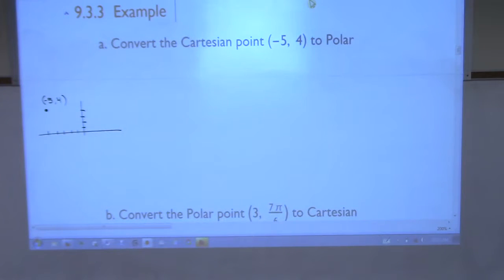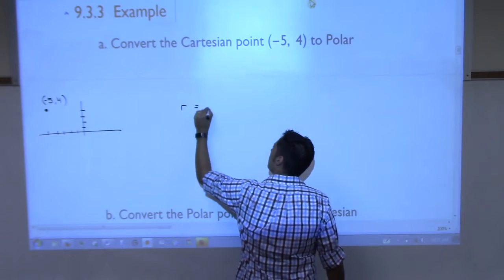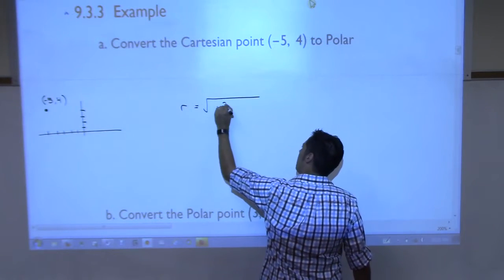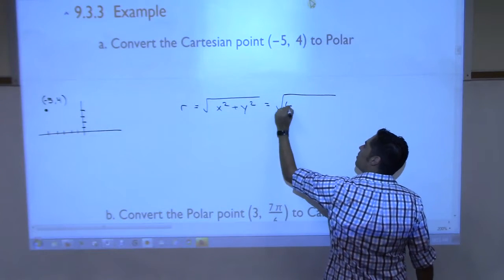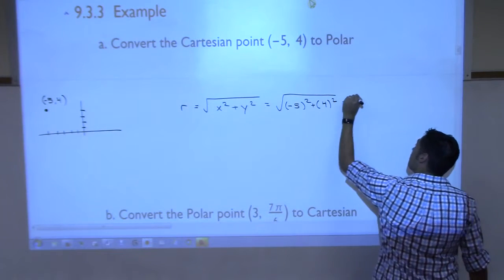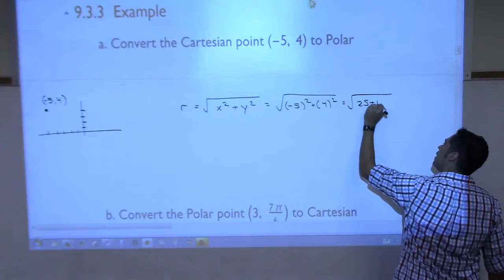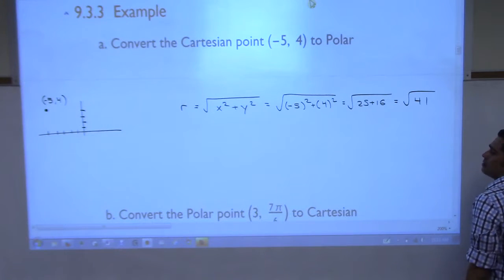All right. So when going from Cartesian to polar, what are the two things we need to know? Theta and r. So let's get r first. What's the conversion for r? It's the square root of x, which is negative 5 squared, plus y, which is 4 squared, which is the square root of 25 plus 16, which is the square root of 41. And that's it. It's root 41. We could get that as a decimal. That's what we do in physics.